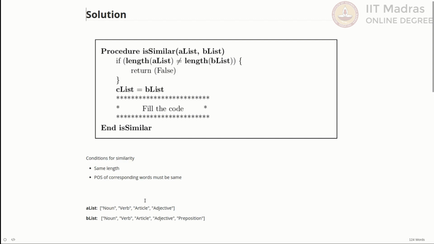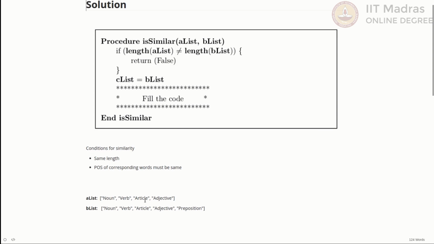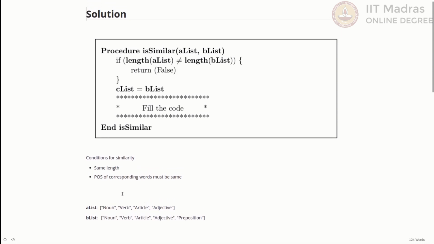If you notice, they are of different lengths, right? So let's go through the process that will happen here. So we'll enter is similar, A list, B list, and in this line we'll be checking this condition, right? Length of A list is nothing but 4, length of B list is nothing but 5, 4 not equal to 5, so we'll return false.